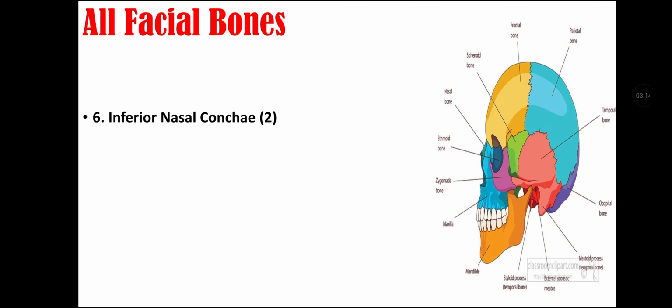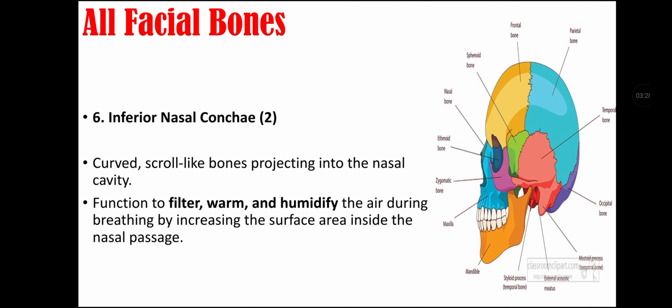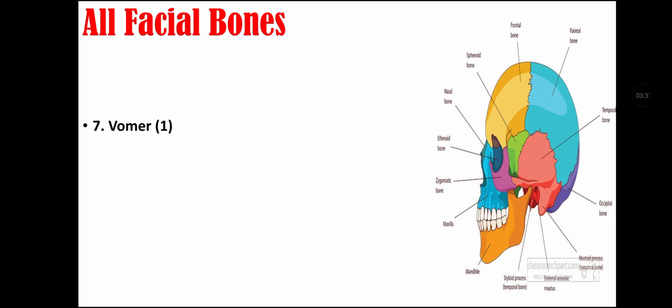Next facial bone is the inferior nasal conchae, which are also paired bones. That means there are two inferior nasal conchae in every skull. They are present in the nasal cavity. They are curved scroll-like bones projecting into the nasal cavity. Their function is to filter, warm, and humidify the air during breathing by increasing the surface area inside the nasal passage.